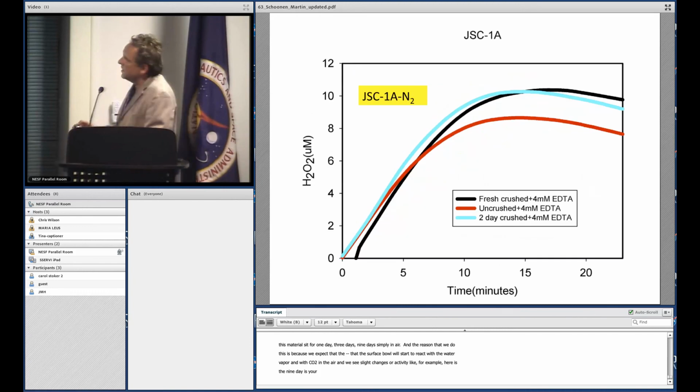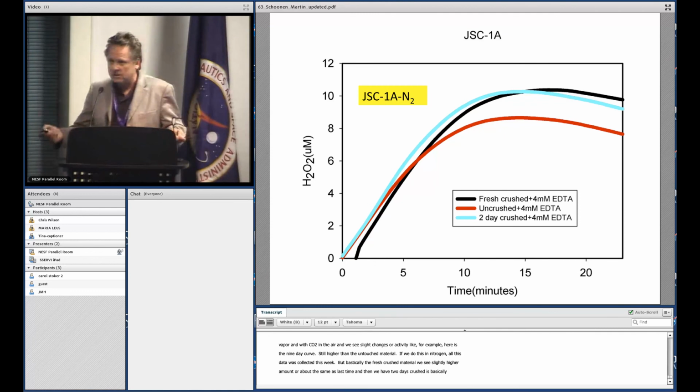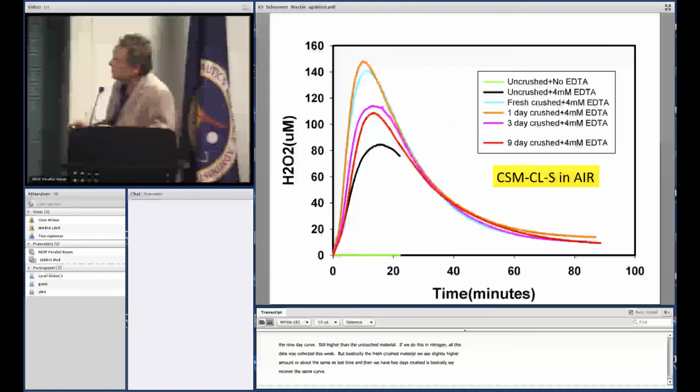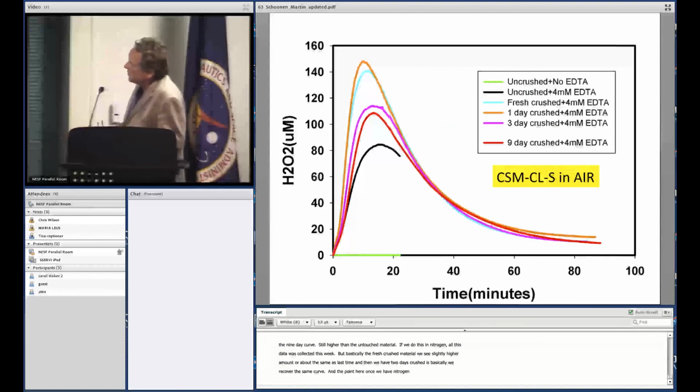Now, if we do this now in nitrogen, this data was collected this week, so we don't have as long a time frame. But basically, we have the fresh crushed material. We see a slightly higher amount, or about the same as last time, and then we have 2 days crushed. Basically we recover the same curve. And the point here is that once we do this in nitrogen, we don't have the air anymore, we don't have the CO2 anymore, and the reactivity essentially remains on the surface.